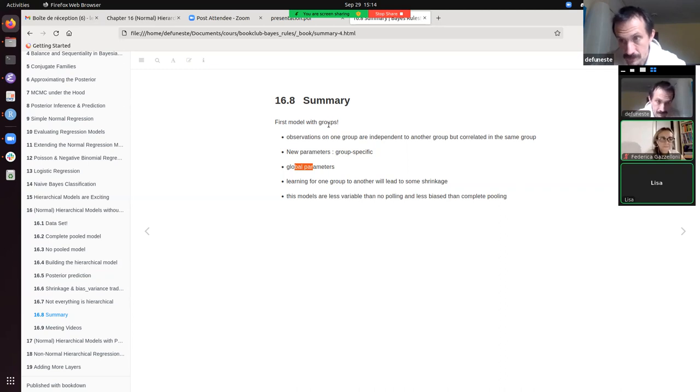So by using information, you are pulling or shrinking your results toward the information you use. So this model is less variable than the no pooling, and less biased than complete pooling, because complete pooling does not vary but is strongly biased. Okay.